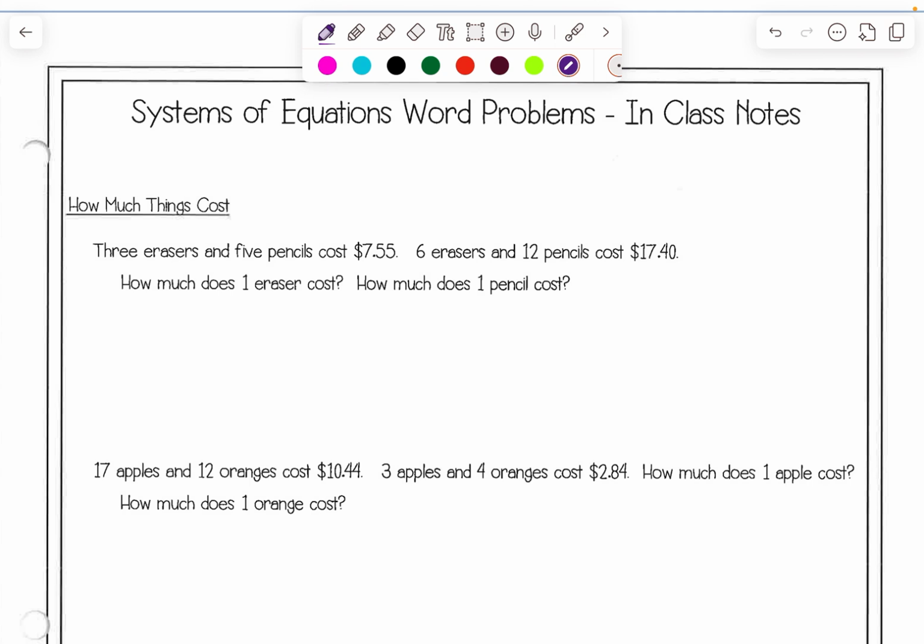How much things cost. So 3 erasers and 5 pencils together cost $7.55. That's 3 erasers plus 5 pencils cost $7.55. 6 erasers and 12 pencils cost $17.40. There's our second equation. 6 erasers plus 12 pencils cost $17.40. Now that we have our 2 equations, we can answer this question.